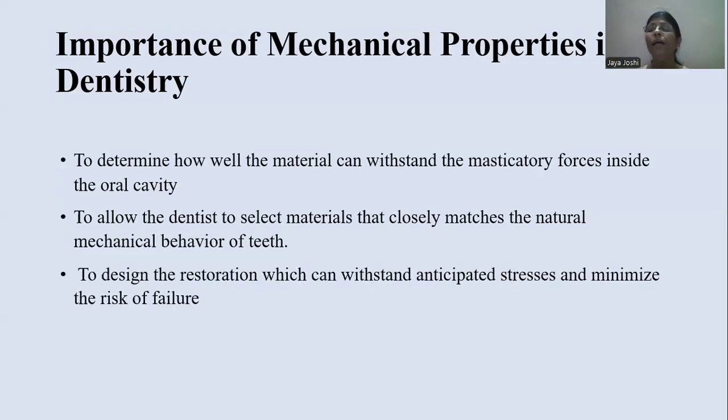And the third one, it helps the dentist to design the restoration which can withstand anticipated stresses and minimize the risk of failure. So the dentist can design the restoration if he's planning some fixed partial denture or something like that. Then he can anticipate the stresses, and accordingly design the restoration and minimize the risk of failure. So mechanical properties are very, very important in dentistry.